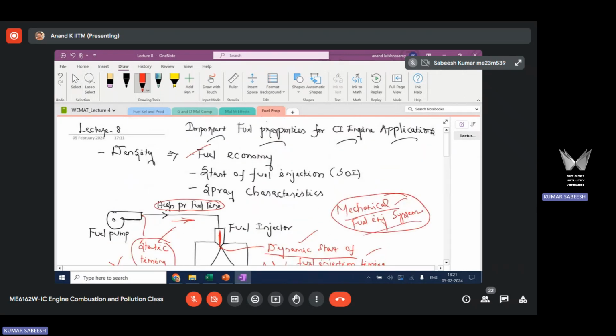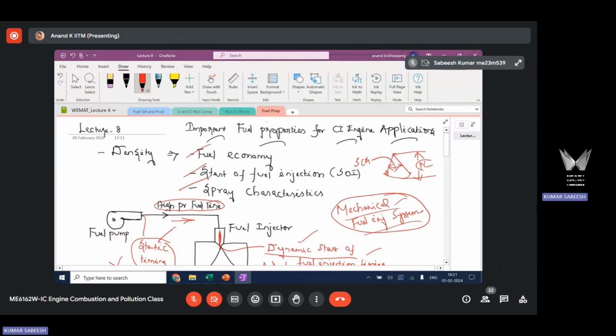So density affects fuel economy. It affects startup fuel injection in the mechanical system. It also affects spray characteristic. We have discussed this in the beginning of this chapter. Density also affects the fuel spray characteristic. Two important characteristics of fuel spray are: one is penetration length, that is the maximum length to which the fuel penetrates. This is the penetration length, as you know. And this one is the included angle. This angle is called the spray cone angle. This we have discussed in the beginning of chapter 1.